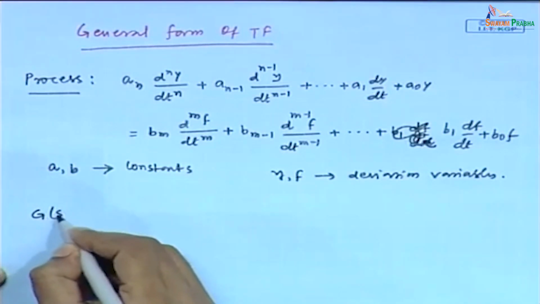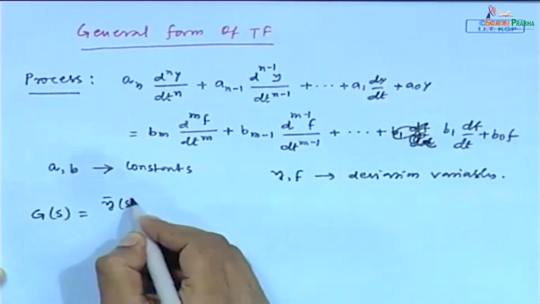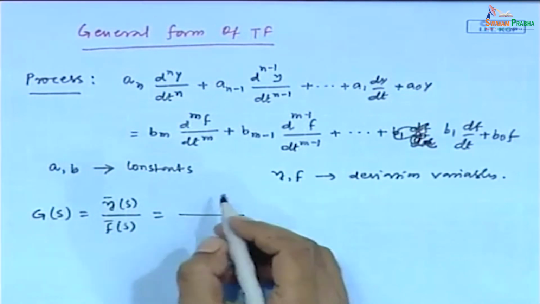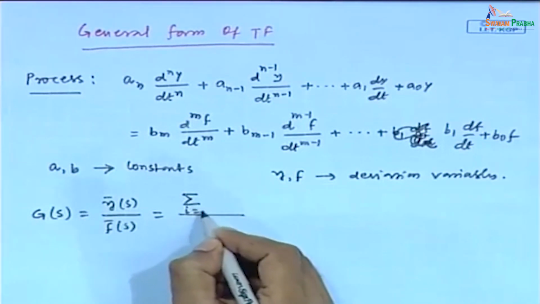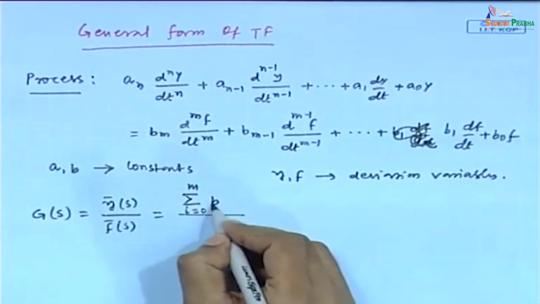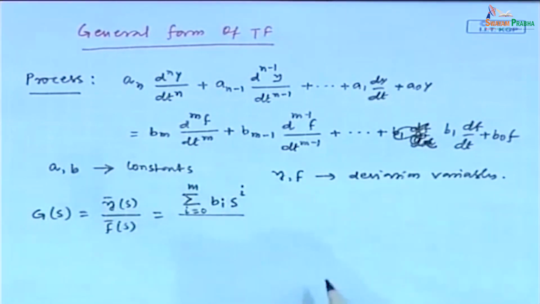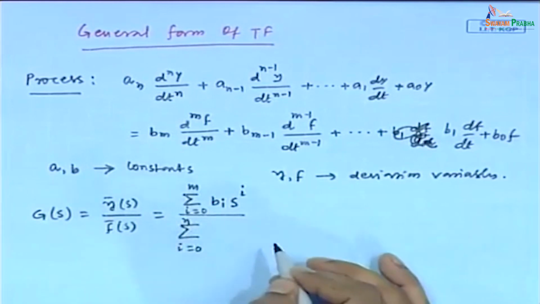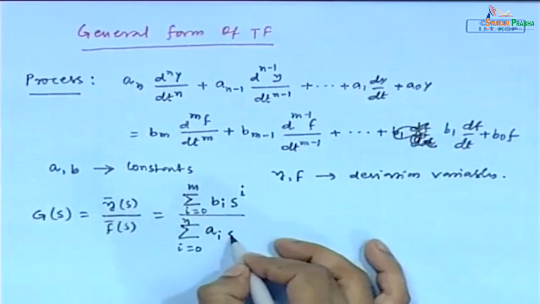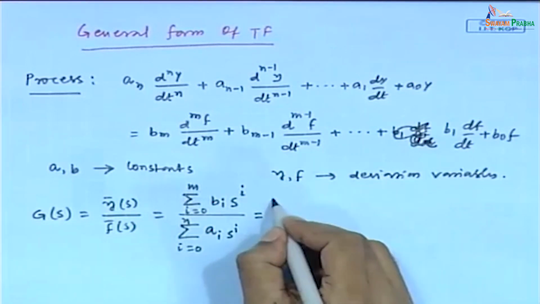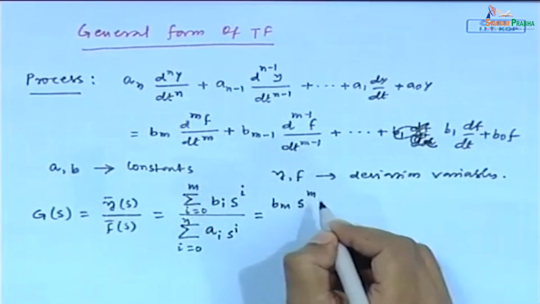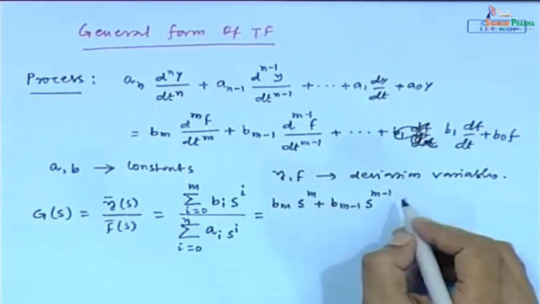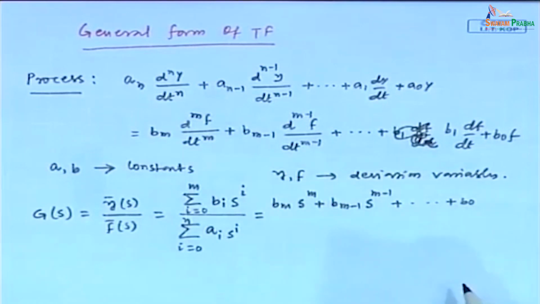That has the form G(s) equals Y bar(s) by F bar(s) equals the sum for i equals 0 to m of b_i s^i, divided by the sum for i equals 0 to n of a_i s^i. That is, b_m s^m plus b_(m-1) s^(m-1) and so on, the last term is b_0.